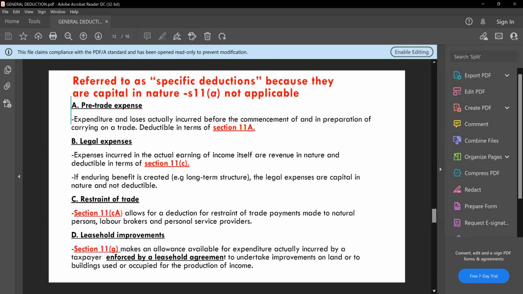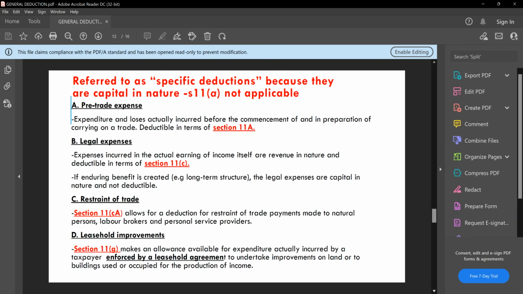If the company incurs legal expenses during the acquisition of a capital asset, this would be an expense which is incurred in the creation of an enduring benefit. I hope I'm making sense. So if an enduring benefit is created as a result of these legal costs, or rather, if these legal costs are incurred as a result of an enduring benefit which is created, therefore they would be capital in nature and not deductible.